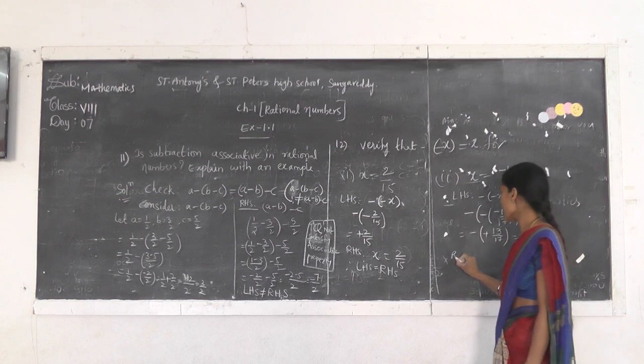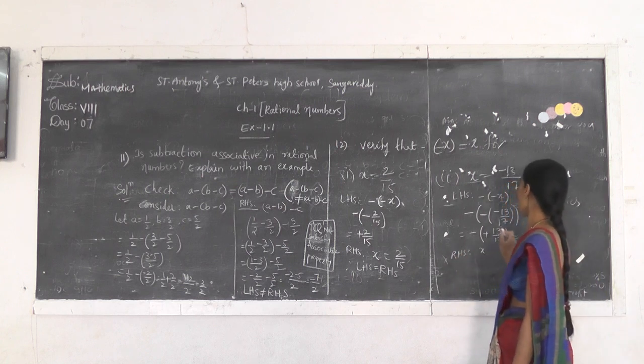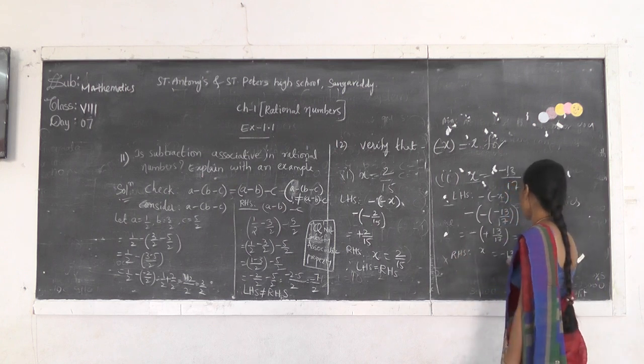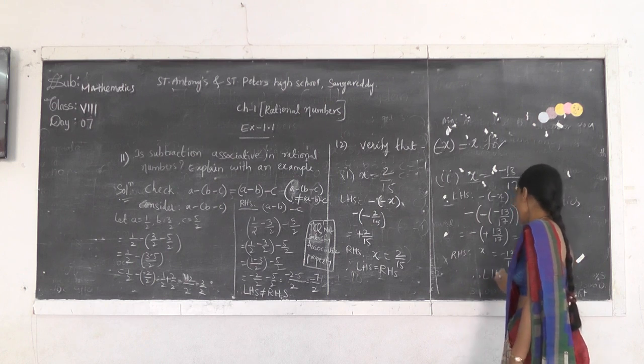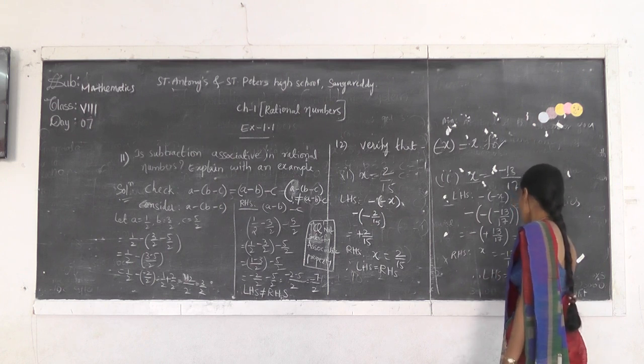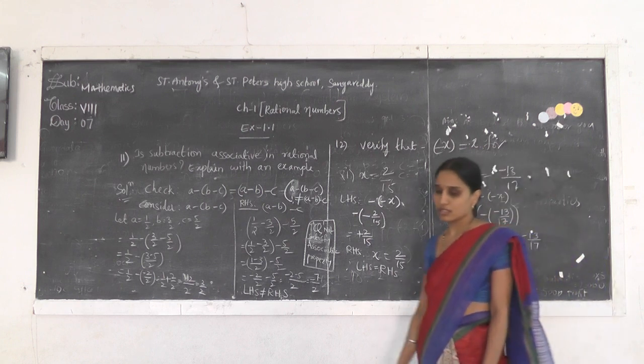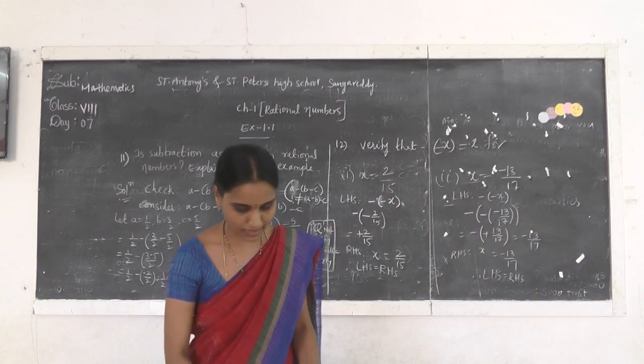So what is your RHS? RHS is simply x. What is the x value here? Minus 13 by 7. Therefore, LHS is equal to RHS. So like this we will prove LHS is equal to RHS.